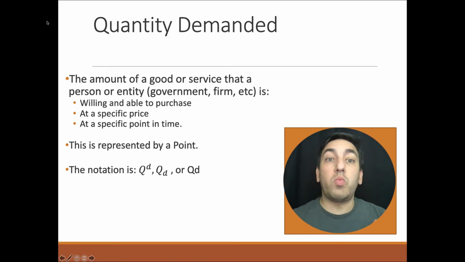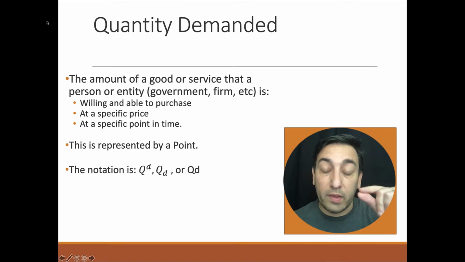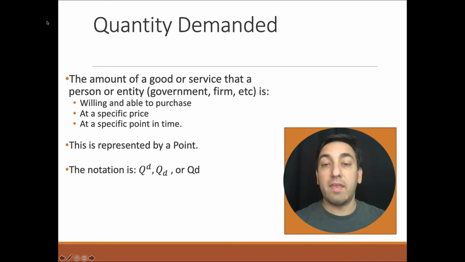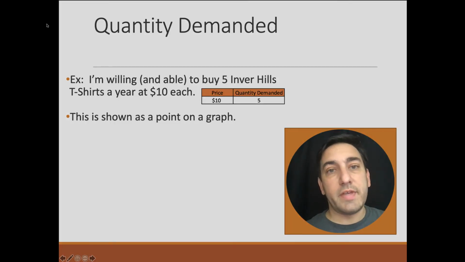I would be willing to buy a $3 million lake home on Lake Minnetonka, but I'm not able to purchase a $3 million lake home on Lake Minnetonka. So I'm not included in quantity demanded. Again, remember that quantity demanded is your willingness and ability to purchase a product at a given price at a given point in time.